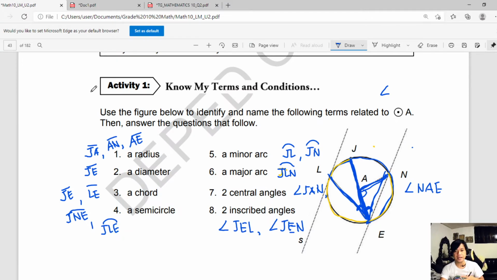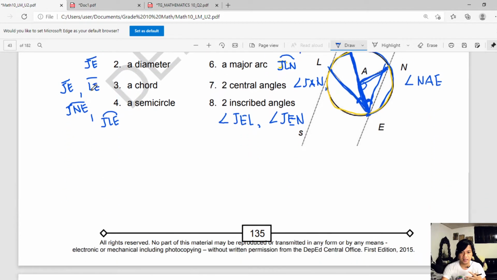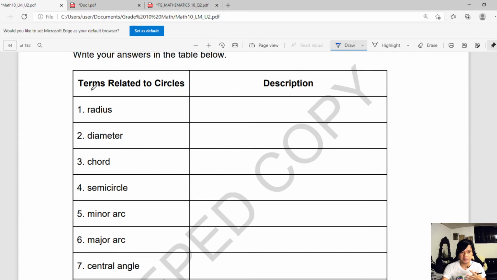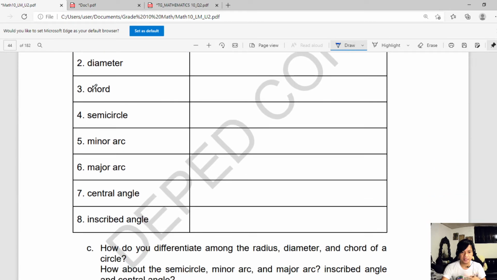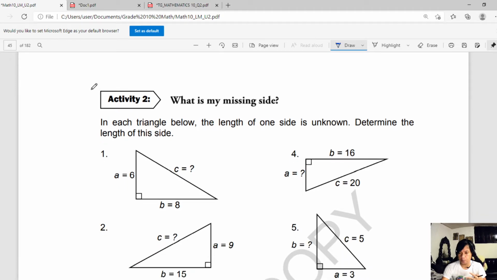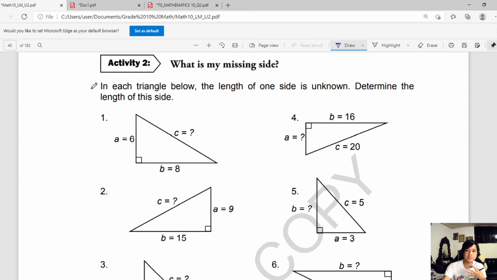Okay, so we are done with the basic terms related to circles. We will move to another activity, which we discussed earlier. It is an activity which is very important in dealing with circles, and that is to deal with the sides of a right triangle. This activity is called "What is my missing side?"